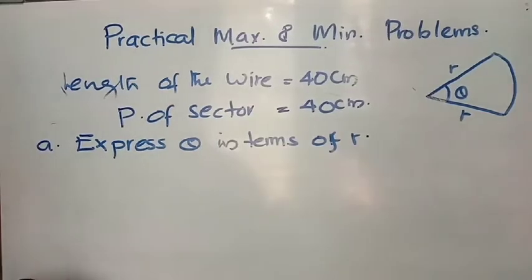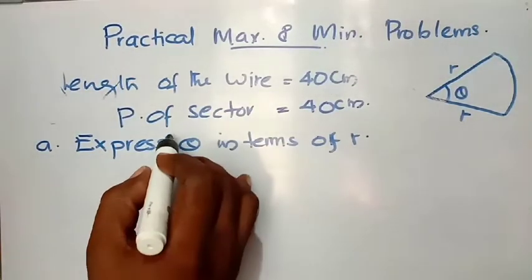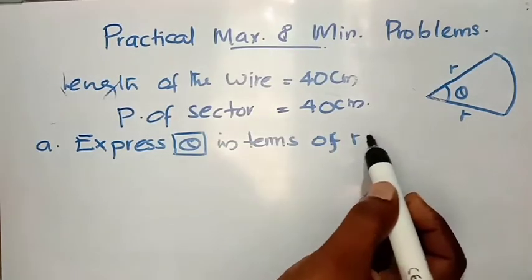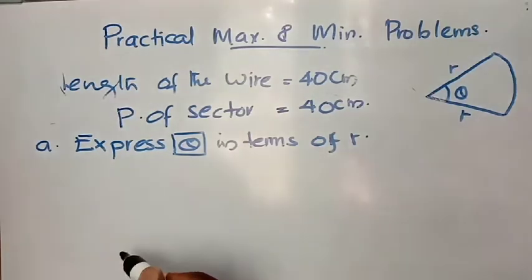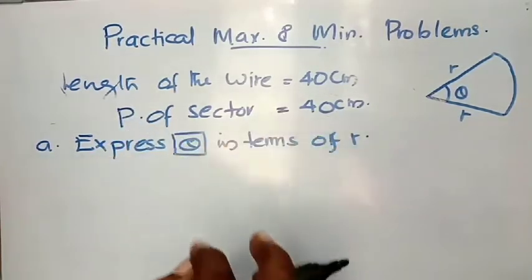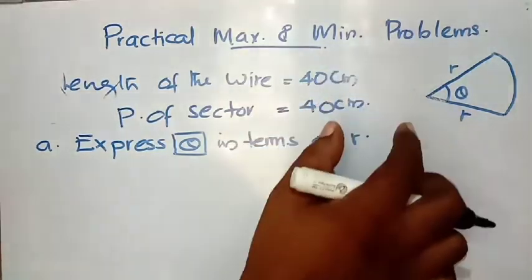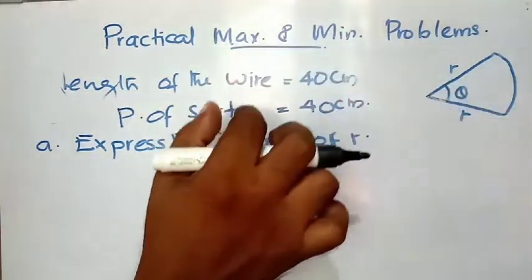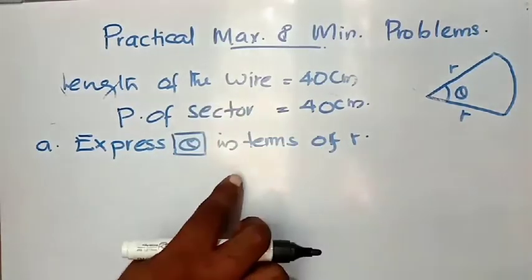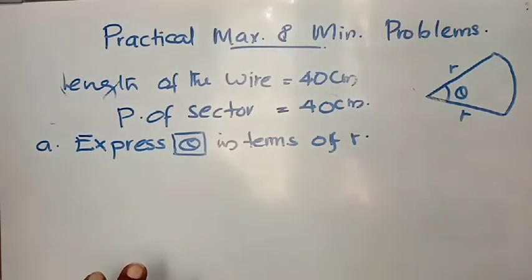Our first question is express theta in terms of r. So we have to make a definition for theta in terms of r for this question. Which means we have to make an equation for theta. For that, we have to use this given condition. In every question you find a situation and a particular condition according to the situation. So with the help of that given condition, we have to find out an expression like this.